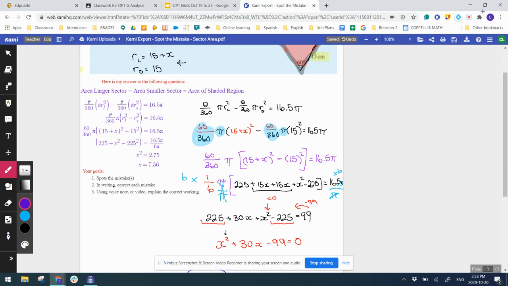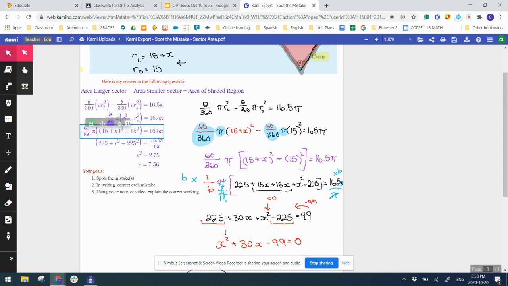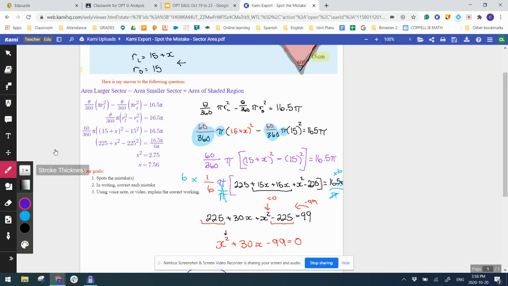Alright, so I have a 360 pi out front. I have a 15 plus x being squared. Sorry, I was just trying to get it so it actually pointed a little bit. I have a minus 15x, I have a minus 15x, I have a 16.5 pi. So we can see that the first, second, and third steps are all correct. These are all good so far. They match exactly what I did over on the new side. So this is good, this is good, this is good.